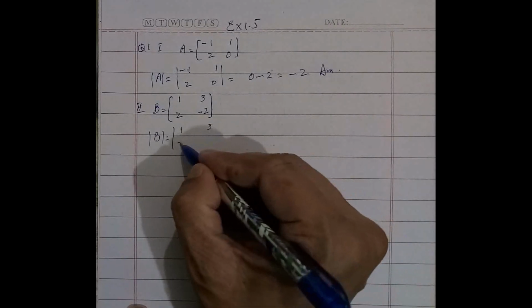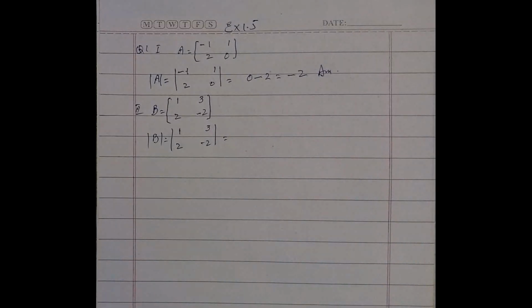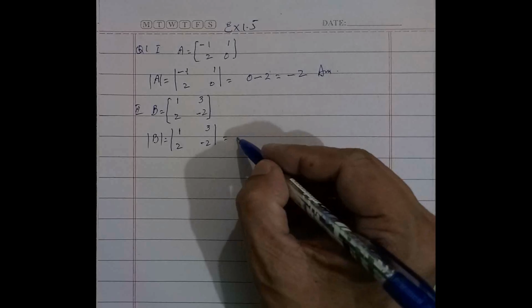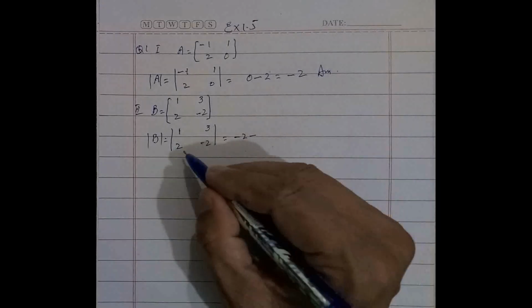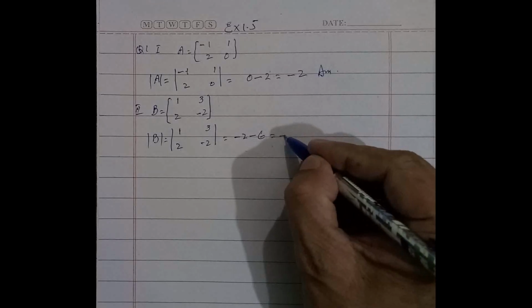And the determinant of B is [1, 3; 2, -2]. To find the determinant, we multiply 1 with minus 2, which is equal to minus 2, minus 2 multiplied by 3 is equal to 6, which is equal to minus 8.